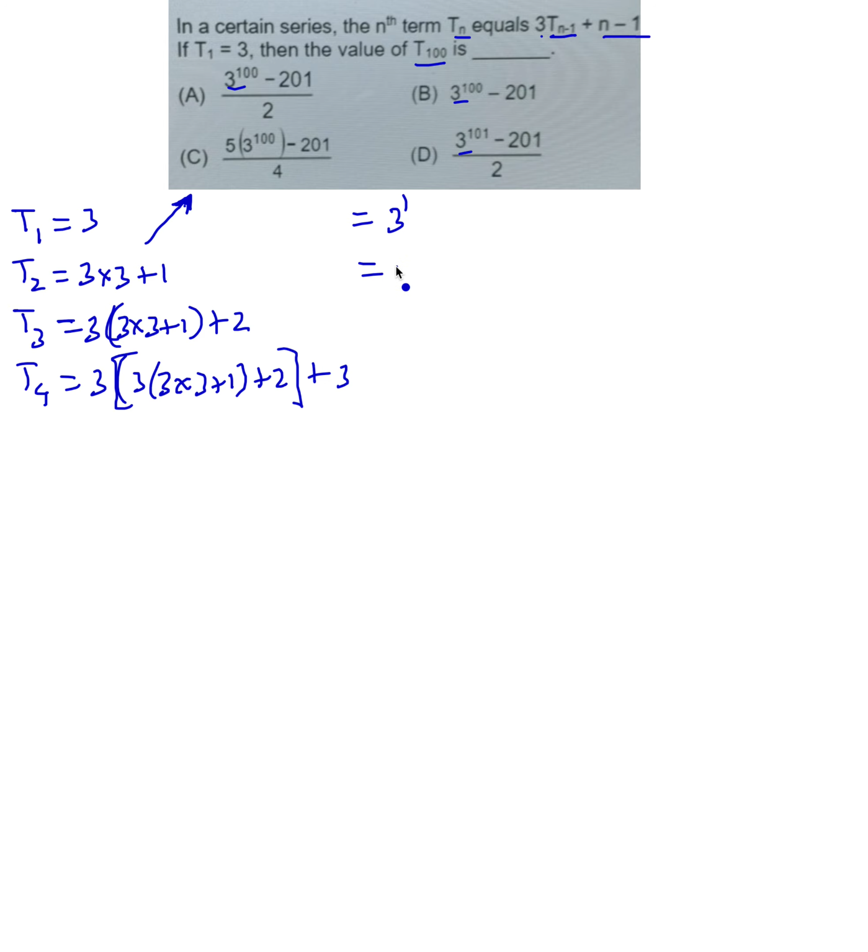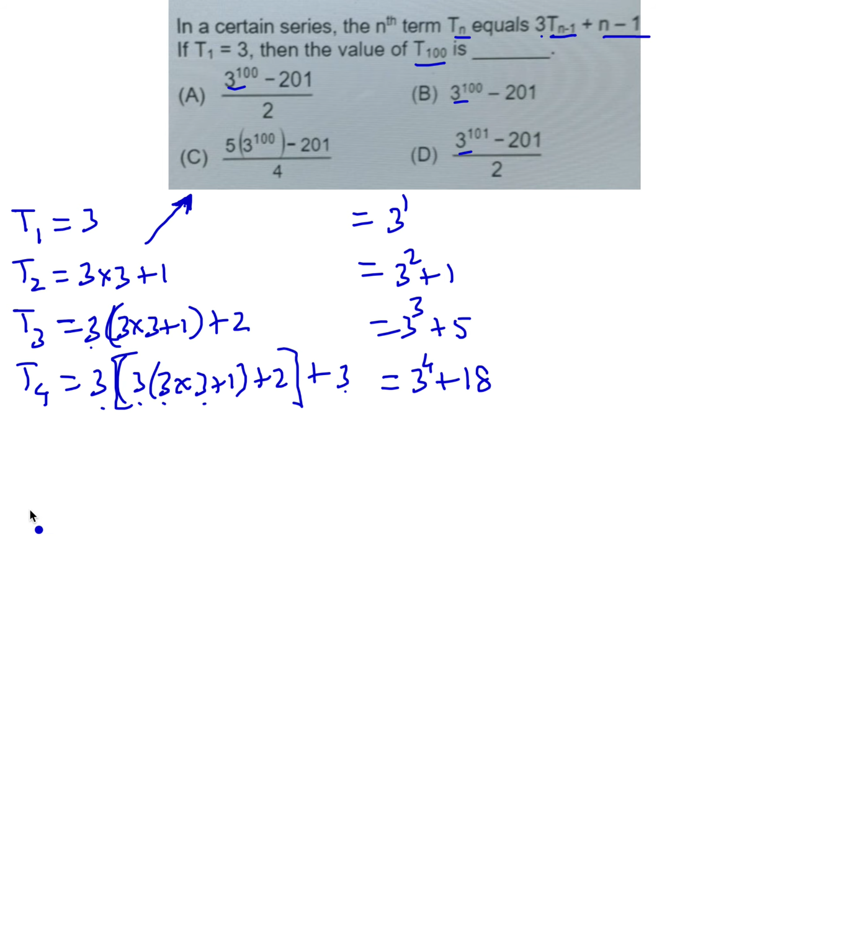3 into 3 is a pretty clear 3 square plus 1. 3 into 3 into 3 is 3 raised to 3. Now for the number 3 into 1 3 plus 2, that is 5. So let me take it as complete 5. Then 3 raised to 4 plus thrice of 1 3 plus 2 5, that is the previous one. 5 3s are 15, 15 plus 3 is 18.